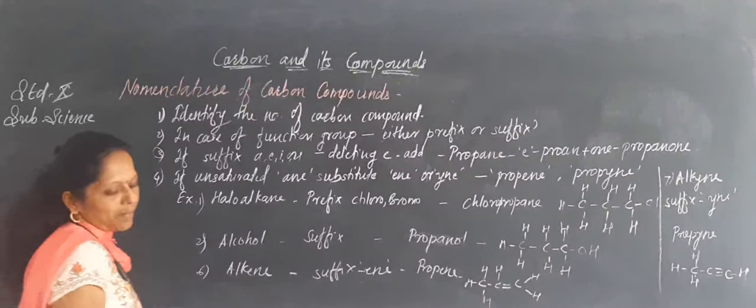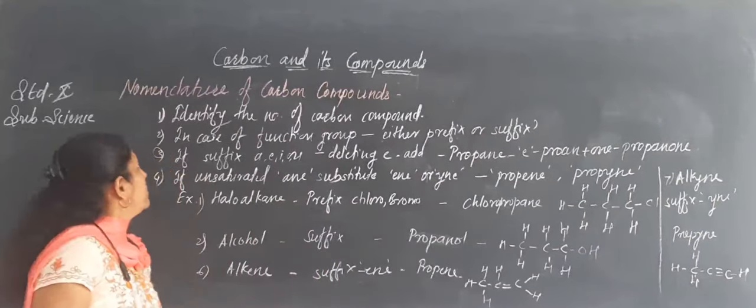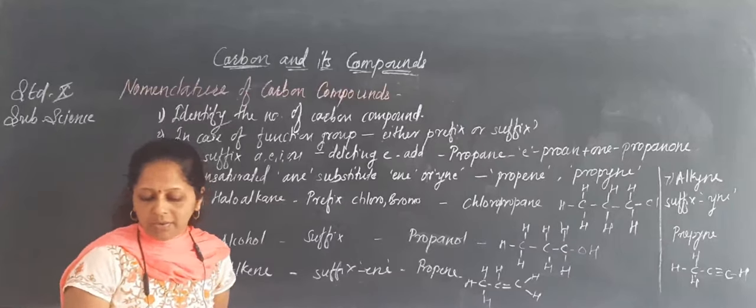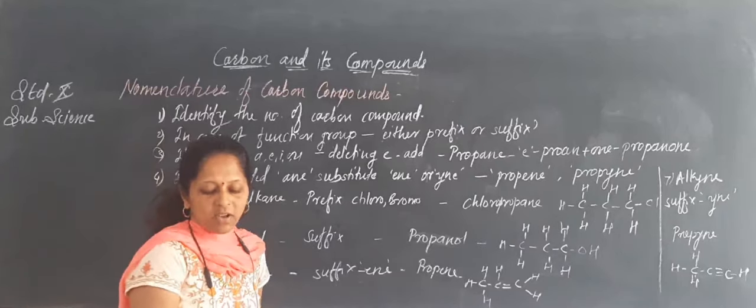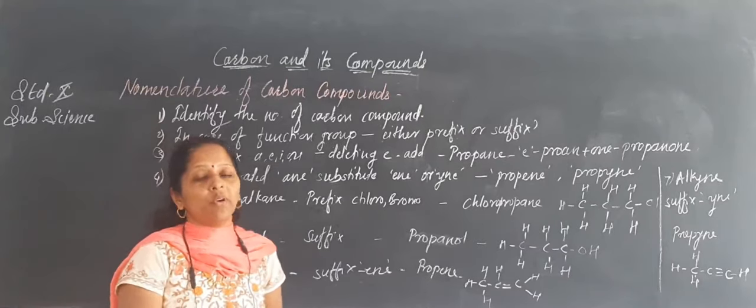So now about the carbon and its compounds. In this session we are going to see about the nomenclature of carbon compounds. In the last period we learnt about the functional groups and also about the homologous series. As functional groups are there, they are very much important.